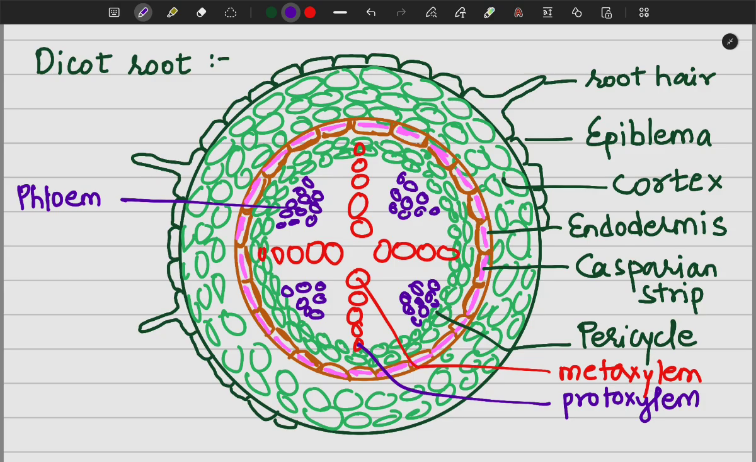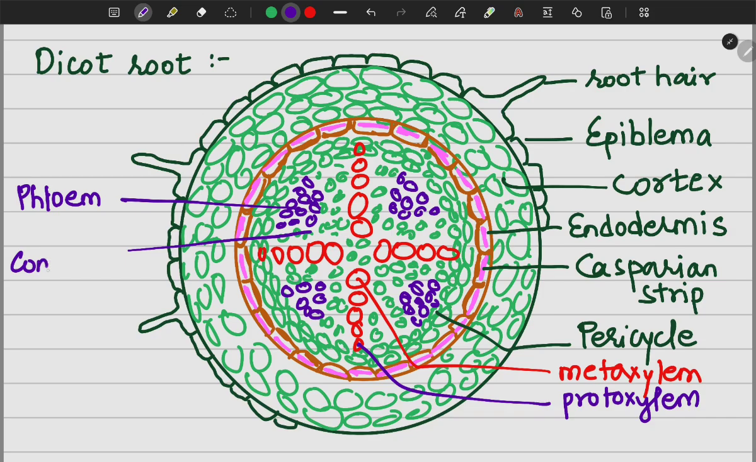Alright, now between the xylem and phloem the parenchyma cells will be present, and these parenchyma cells form conjunctive tissue. So what is a conjunctive tissue? The tissue present between the xylem and phloem, which is made up of parenchyma cells. So this is conjunctive tissue.